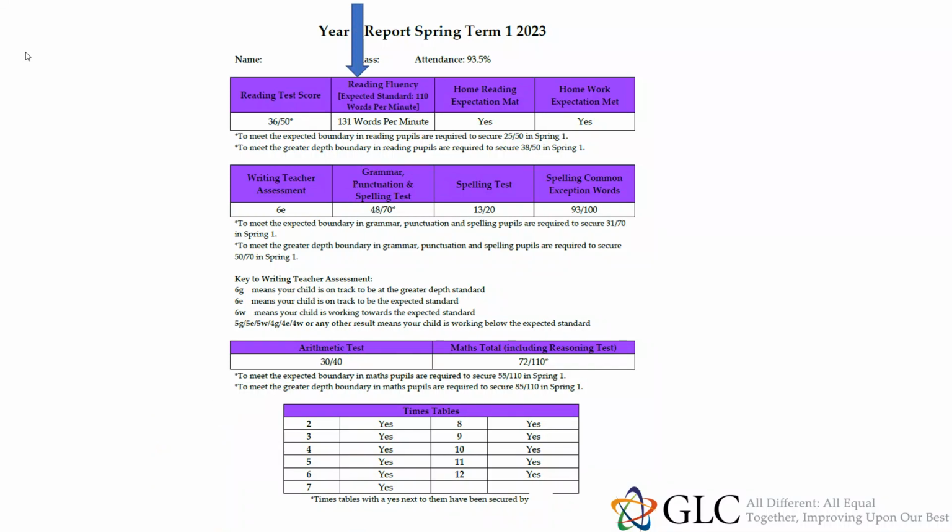Reading fluency tells us how fluently your child can read a text, and this is tested each half term until a child reaches the expected standard. Children in Year 6 should be able to read 110 words correct per minute. You can see that this child is reading well above at 131 words per minute. You can see in the third and fourth boxes that this child has been reading regularly at home and completing all of the homework set.